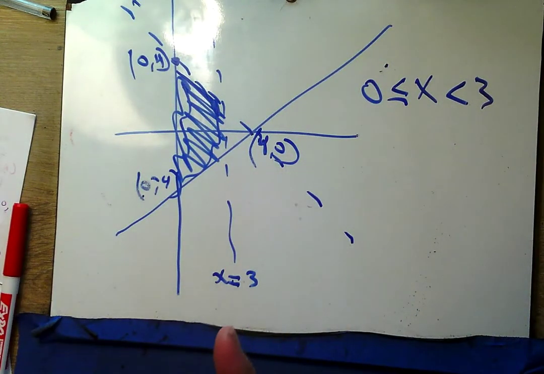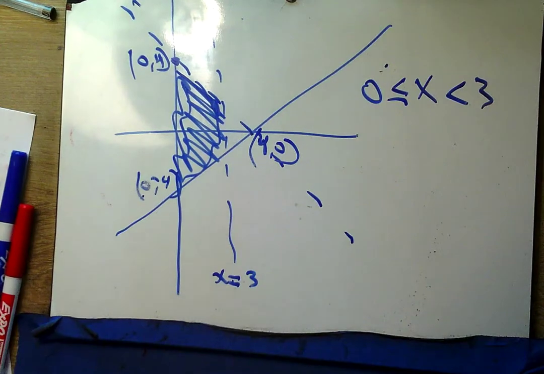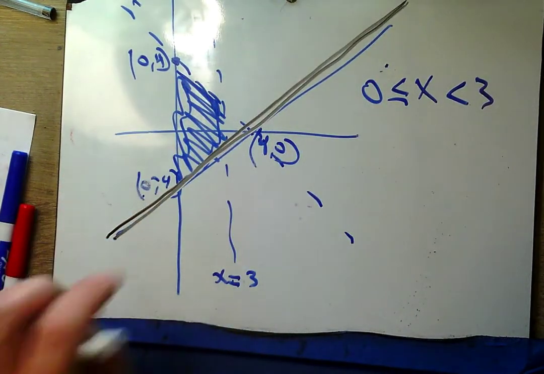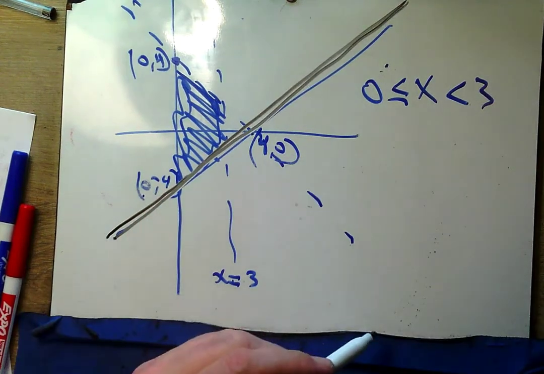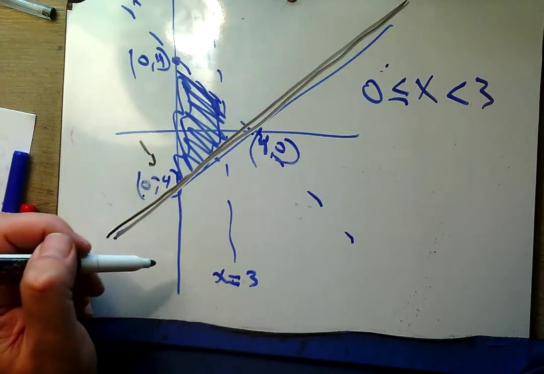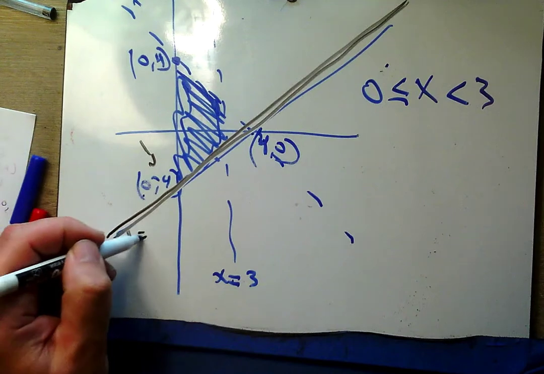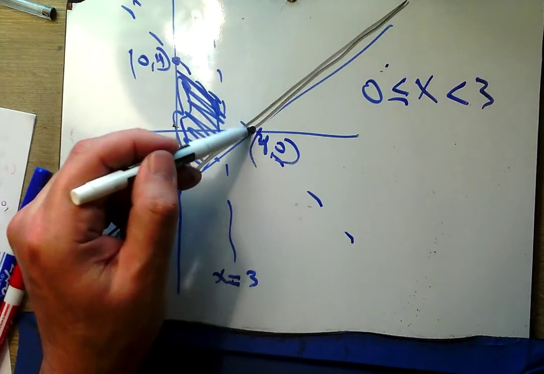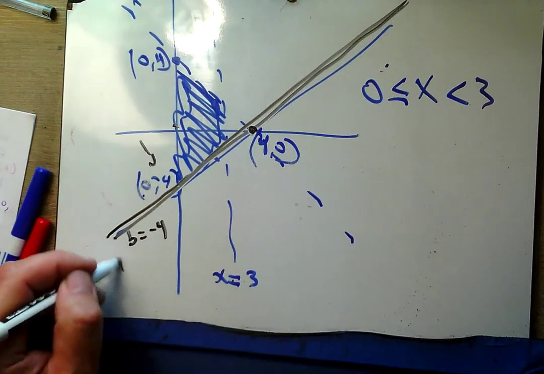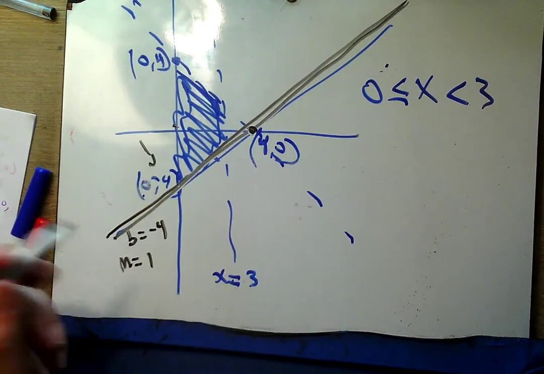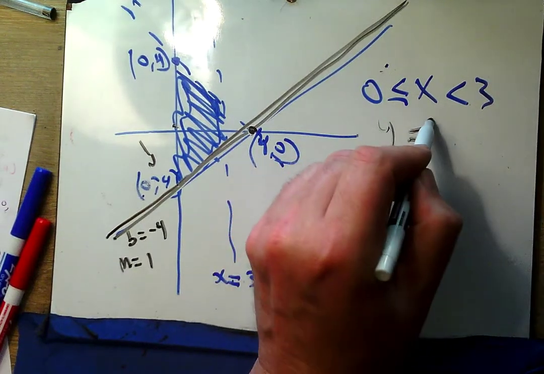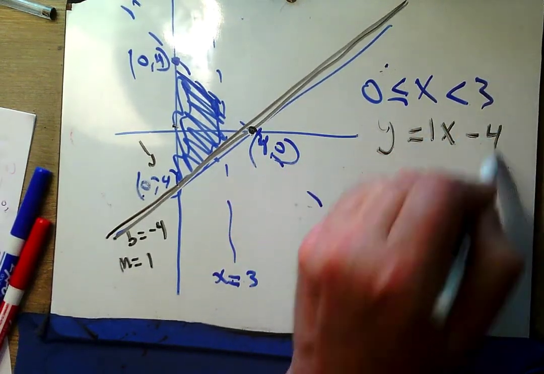But I still have two more boundaries, don't I? I've got this boundary down here, which is again a linear equation that passes through negative 4 and 4. We see that the y-intercept is negative 4, so we know that b is negative 4. And I notice that I'm going up 4 and over 4 to get to that point. So my slope is 1. 4 over 4 is 1. So then I can say, all right, well, y equals 1x minus 4.